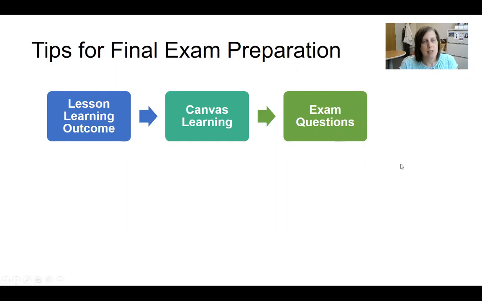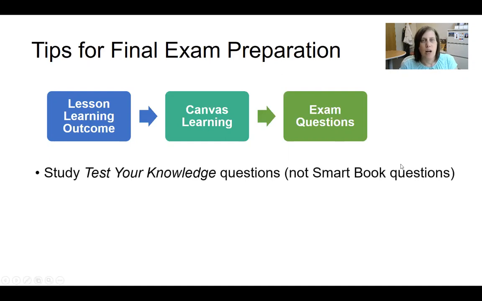So my tips for studying for the exam: one, go back and study the Test Your Knowledge questions from the different lessons. Like I said, I'm using those as a way to test your knowledge related to all the material that's presented in the lesson, including reading, the videos, and other types of activities, which are all going to have questions in the Test Your Knowledge related to that content.